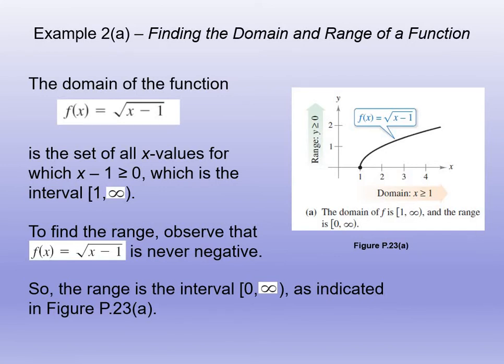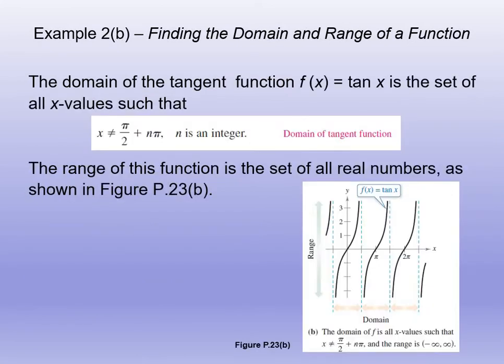Or we can say that the range is on the interval 0 to infinity, with a bracket next to the 0 and a parenthesis next to the infinity, as we see at the bottom of the slide there. Okay, let's take a look at the domain of tangent and the range. We did this in pre-calculus too, so we should know this. We did this in 1720.